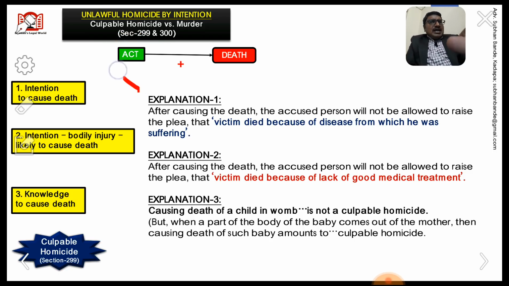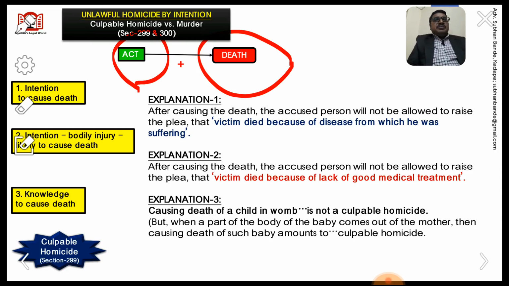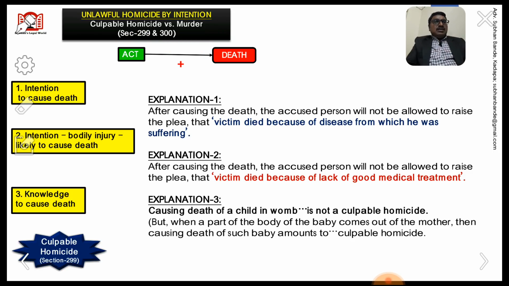There must be an act of a human being. That act must result in the death of another human being. These are the first two ingredients for section 299, which means culpable homicide. Let us see the other important ingredients through which we can easily differentiate culpable homicide, or section 299, from murder, or section 300 of the Indian Penal Code.